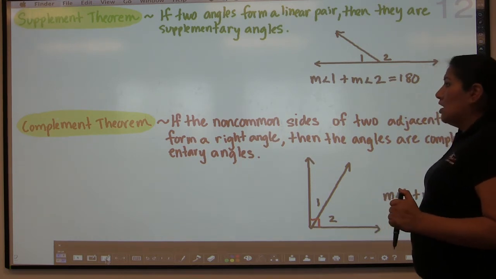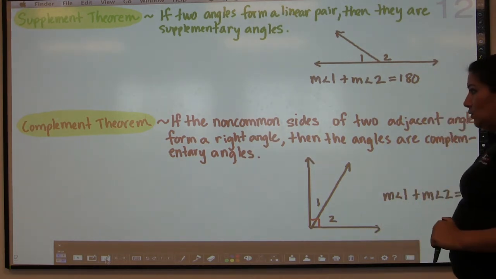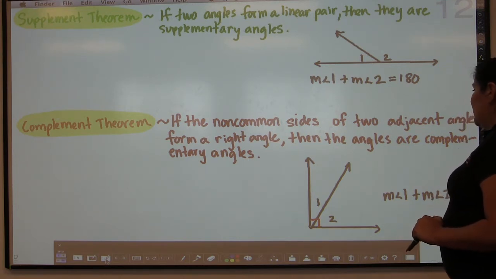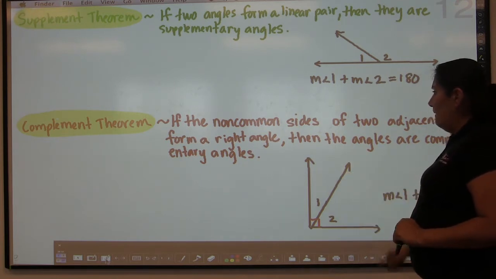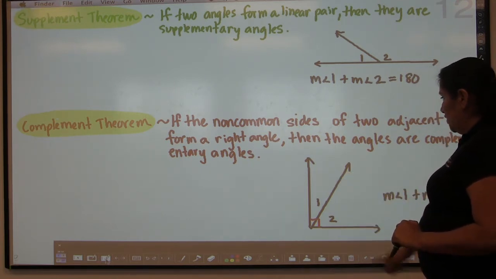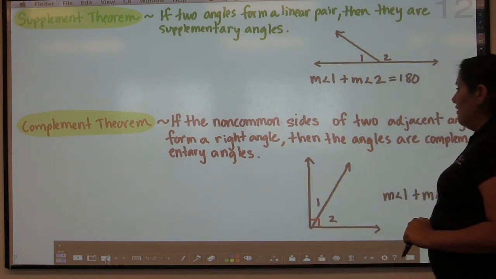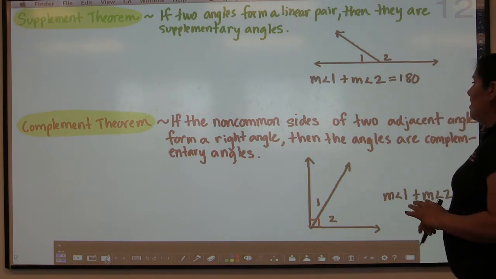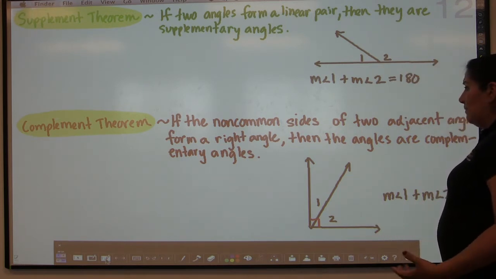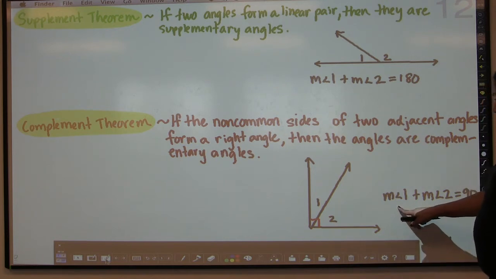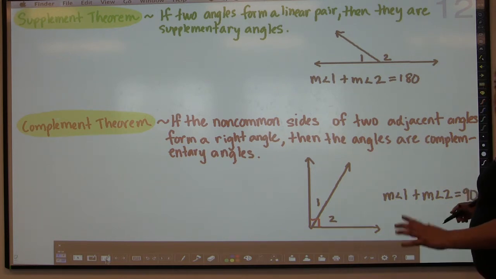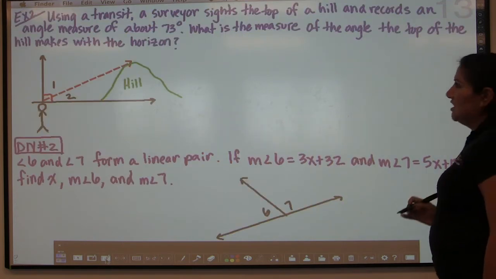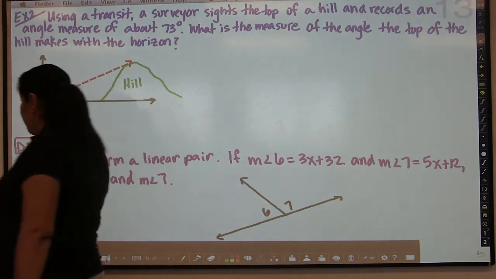And likewise, the complement theorem is very similar, only it's dealing with complementary angles. If the non-common sides of two adjacent angles, which are basically this side and that side, form a right angle, like they do here from this little red indicator, then the angles are said to be complementary angles. So again, that would mean that angle 1 plus angle 2 equals 90. So those are our supplement theorem and complement theorem. Those are tongue twisters.